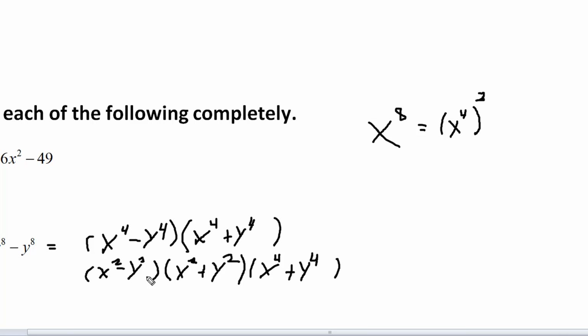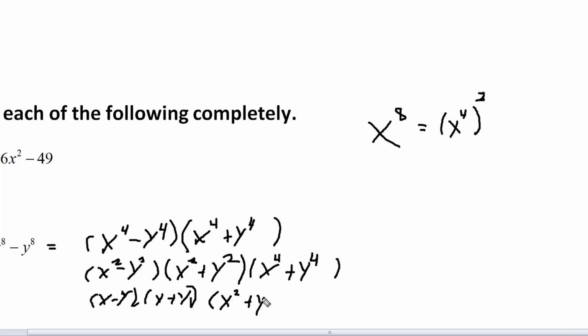Since it says to factor completely, we keep going until we can't factor anymore. The first one is x squared minus y squared, so obviously that's the difference of squares. So that factors into x minus y and x plus y. And then the next one is the sum of squares. The last one is the sum of squares also, so we don't have a formula for those, we just write those down.